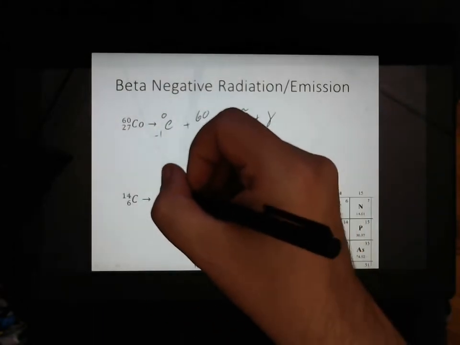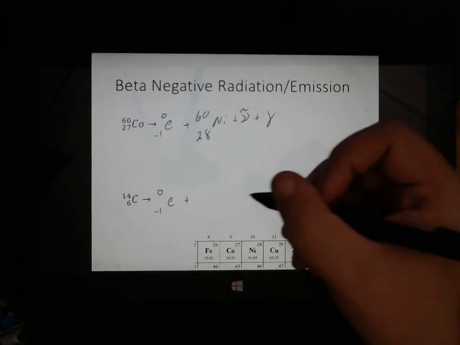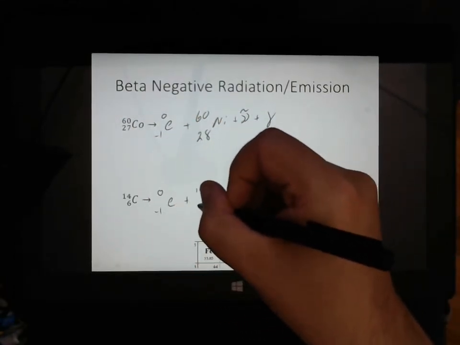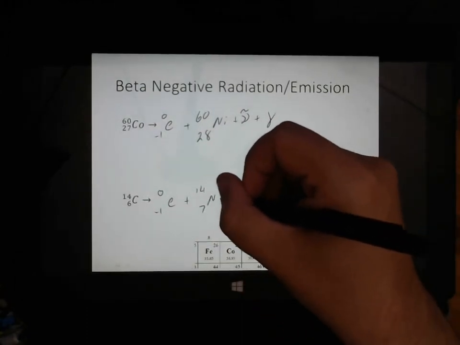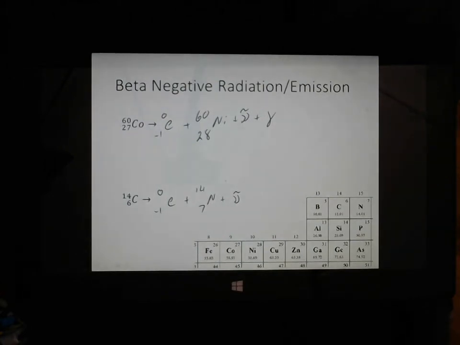Okay, carbon 14, let's do the same thing. 0, minus 1, E. 14 take away 0, 14. 6 take away negative 1, 7. Carbon goes up to nitrogen, plus, and this one has an anti-neutrino, and this one doesn't have any gamma radiation from what I know, so we'll just leave it like that.